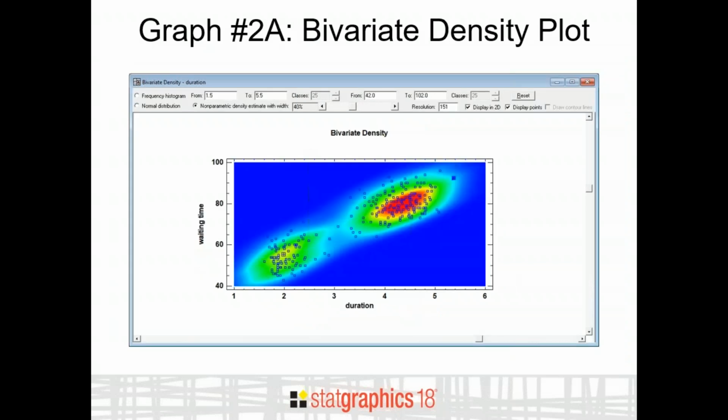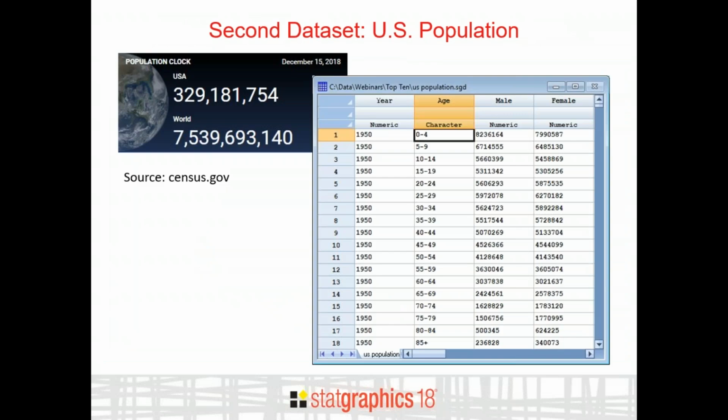Okay, now the second data set I'd like to look at has to do with population, in particular the population of the United States. On December 15th, when I put together this talk, the population of the United States was somewhat in excess of 329 million people. That's a large number, but not nearly as large as the 7.5 billion people, of course, around the world.